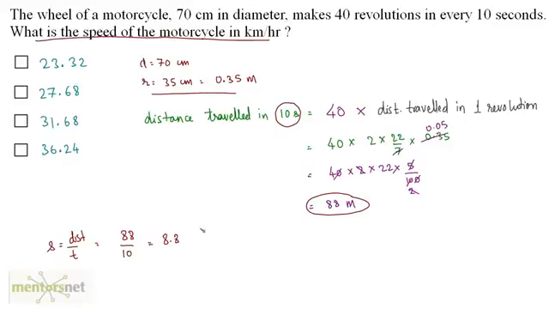And what will be the unit? Well, this is meters and this is seconds. So meters per second. But we want the speed in kilometers per hour. So to convert that, you'll have to multiply it by 18 by 5, and that will be in kilometers per hour. So if you solve it, you'll get 31.68 kilometers per hour. So the answer is option C.